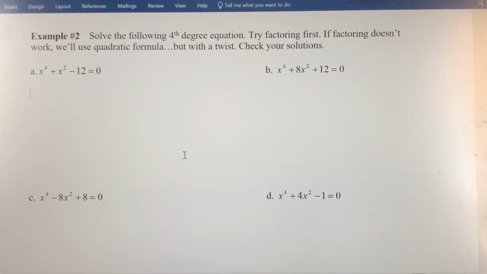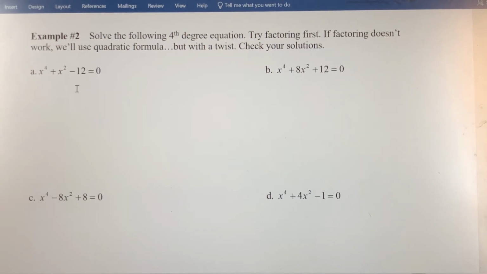All right, so in this video, we're going to solve fourth degree equations, okay? Fourth degree, meaning x to the fourth is our leading term, of a quadratic type, okay? We're going to try factoring. If not, we're going to use the quadratic formula, but there might be some weird things that happen here.